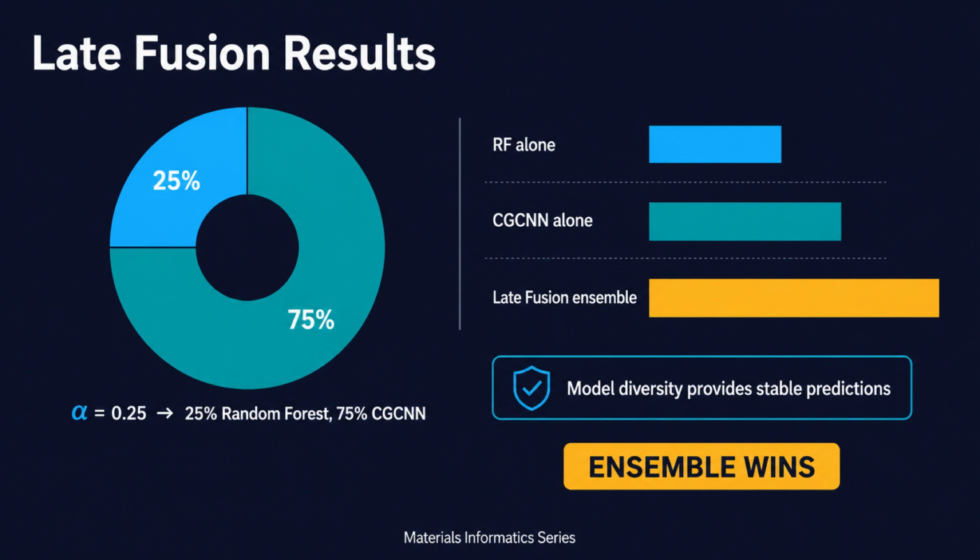Late fusion results show that the optimal weight gives majority weight to CGCNN and minority weight to random forest prediction. This makes sense since CGCNN has better individual performance. The ensemble achieves improved performance, better than random forest alone and better than CGCNN alone. The method provides stable predictions through model diversity.